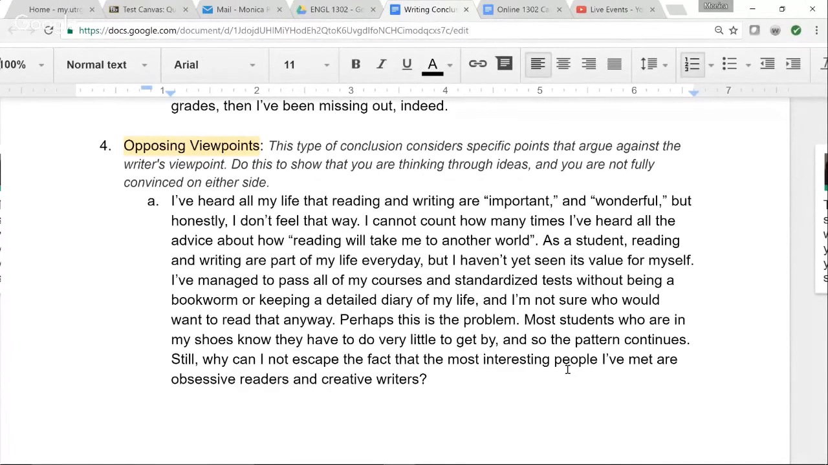And the reason this shows relevance or answers the so what question is that it shows you're thinking through ideas and you're not fully convinced on either side. So it shows that you're engaged in a larger conversation going on about your topic.